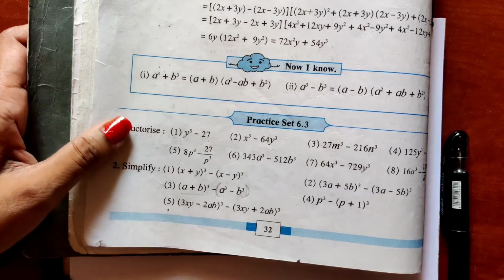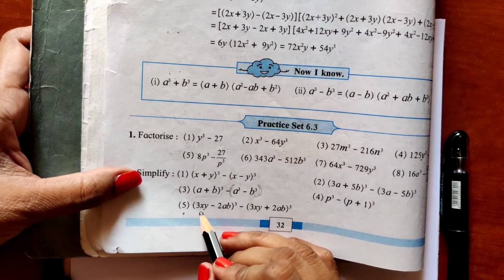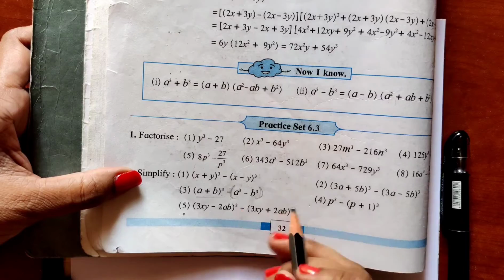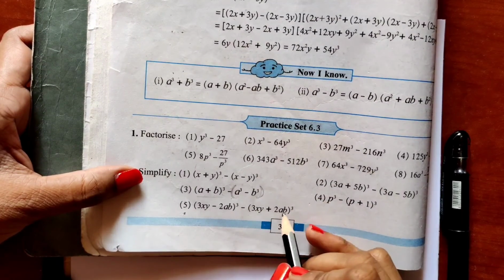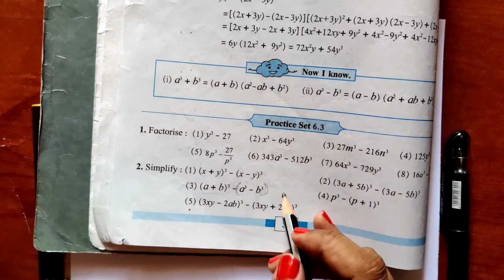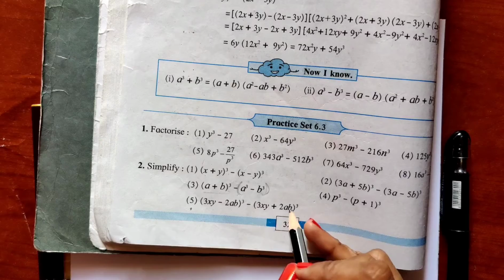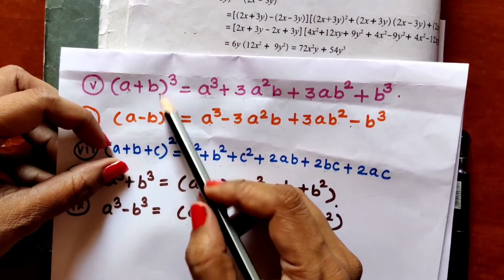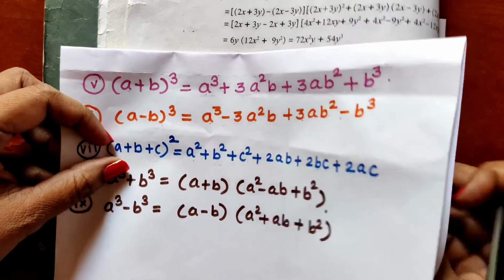Now the last sum from question number 2 of practice set 6.3. (3xy minus 2ab) whole cube minus (3xy plus 2ab) whole cube. That means again we will have to use the (a minus b) whole cube formula and the (a plus b) whole cube formula. These two formulae again we will have to use. So use them very carefully.